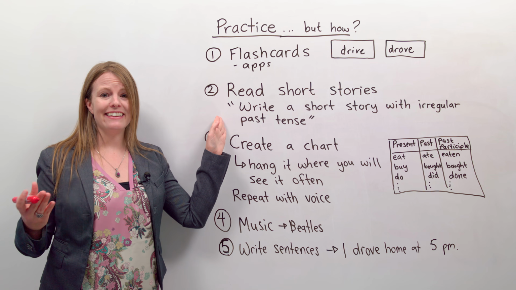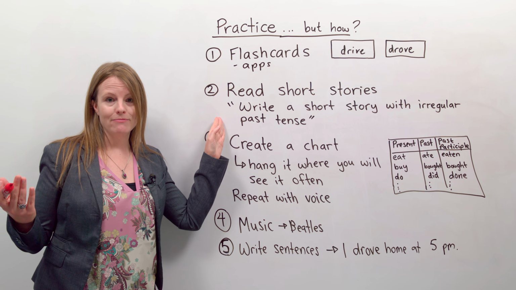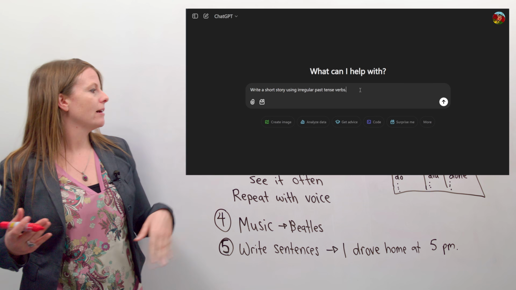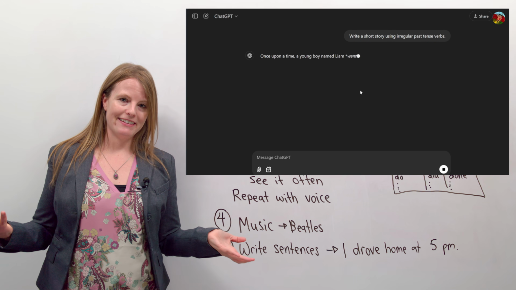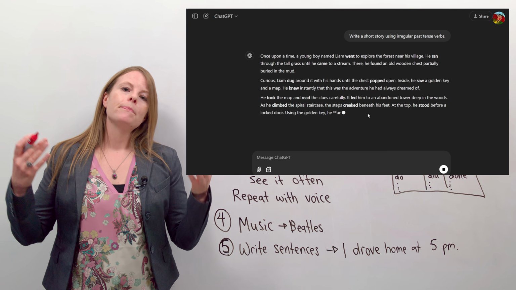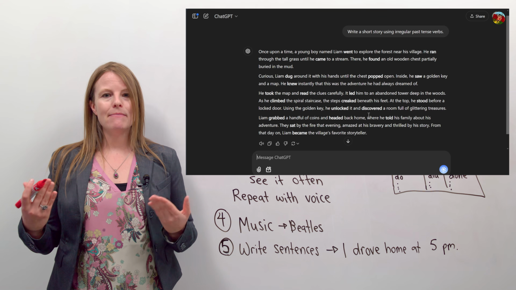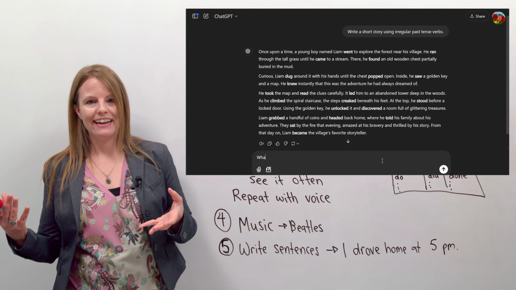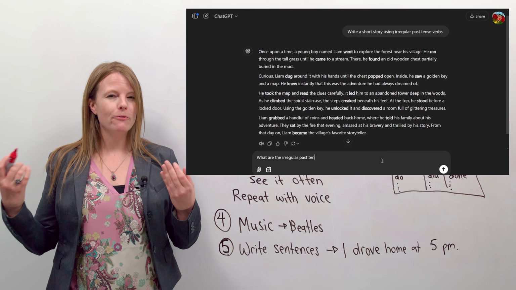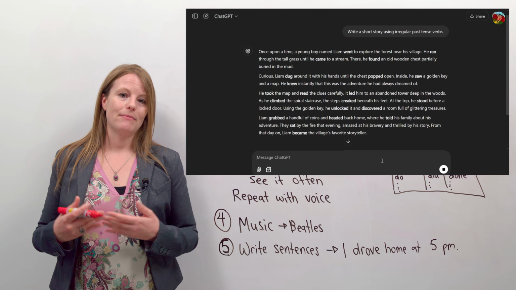And you can just ask it, write a short story with irregular past tense verbs, or with verbs in the irregular past tense. And then you'll get a short story with a lot of these verbs. By reading these stories, you see the verbs more, and you see them in the right context or situation. The more you read them, the more familiar they become, and it helps with memorization.